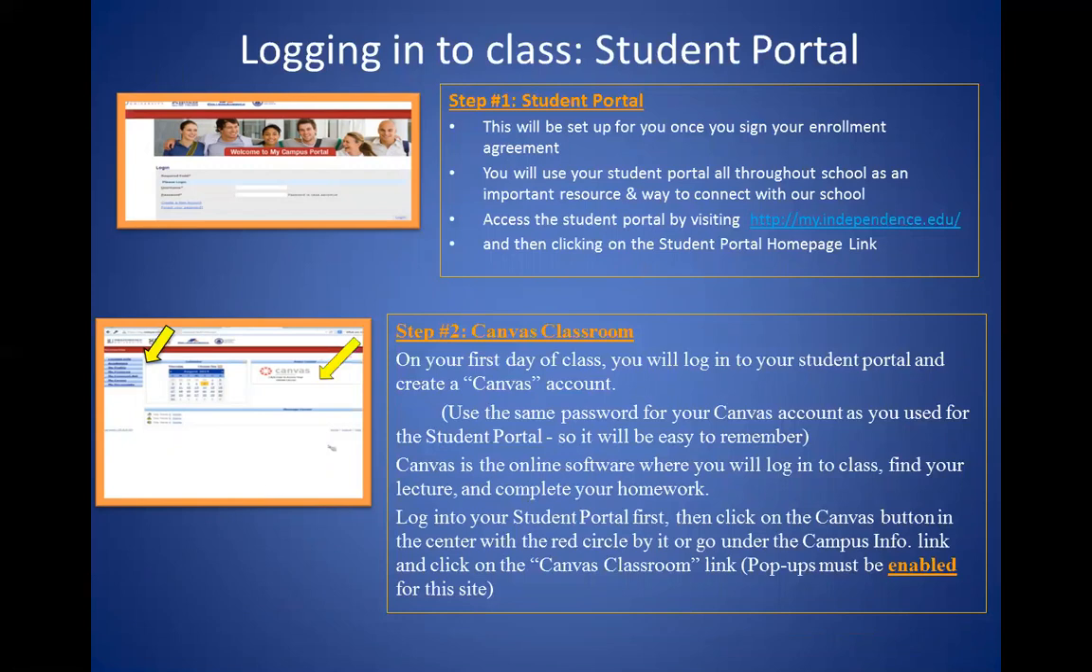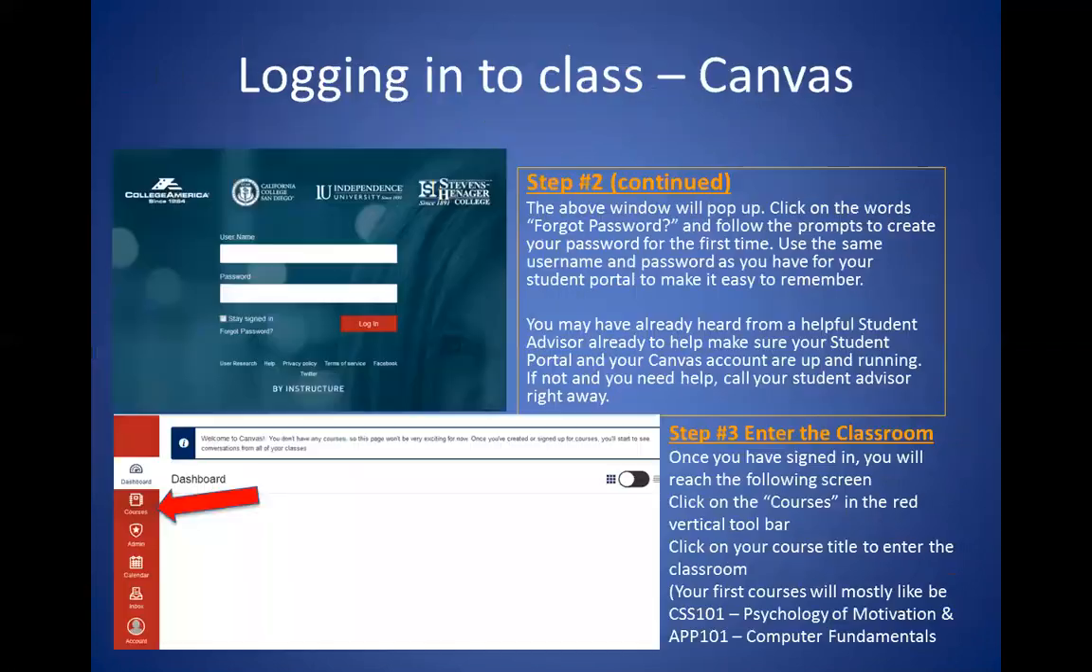Once you are in Student Portal, then you need to go into your Canvas classroom. There is a link in the middle of the Student Portal page in your account that says Canvas with a red circle. You will click on that and then log in to Canvas. You will be given a username and password for Student Portal, and then also for Canvas, you will set that up yourself.